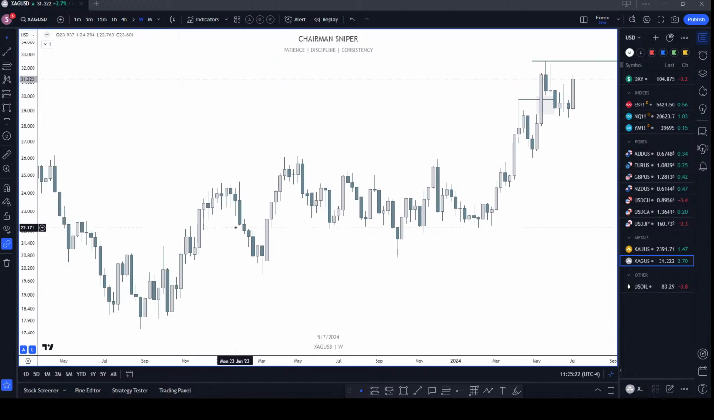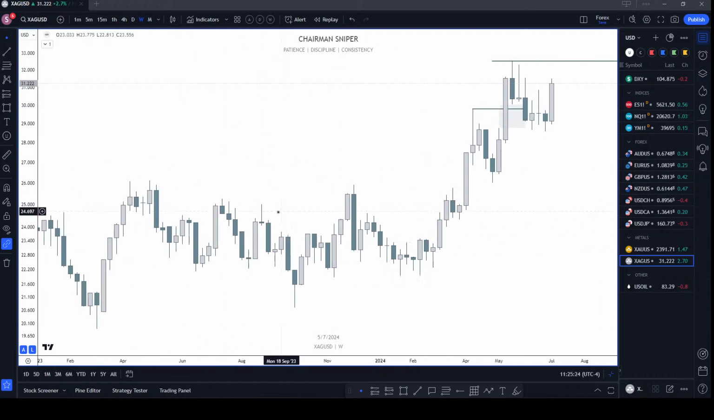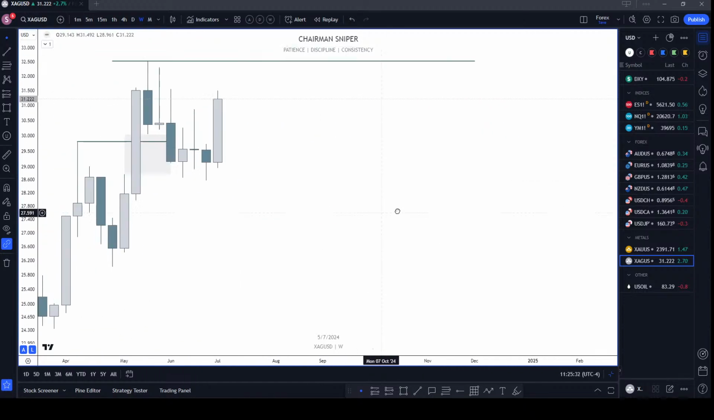So one candle into a fair value gap is a sign of mitigation, like right here. This is mitigated when this candle comes in, and then this candle low gets taken, which causes us to actually move higher, right?